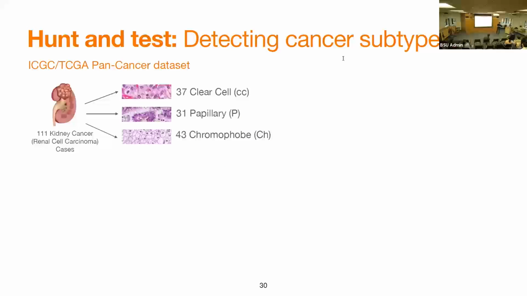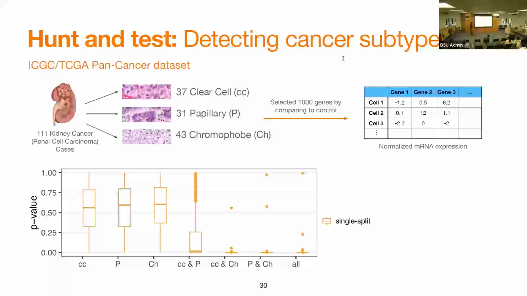Okay, so this is a real data study. I just want to show you, this is real data. And I have 111 kidney cancer cases, and these are already labeled. There are 3 subtypes, 37 CC, 31 P, and 43 CH. So here, what I'm showing you is the p-value, if I repeatedly run the single split procedure on every pure subtype and every mixture of the 2 subtypes and a mixture of all the 3 subtypes.